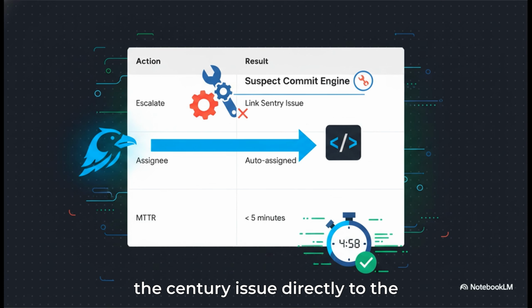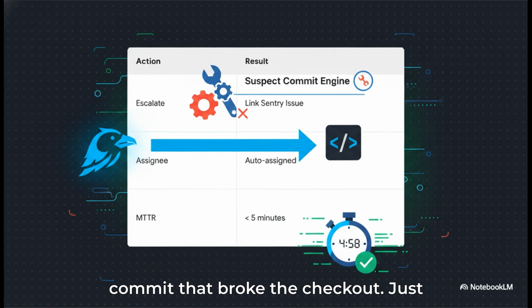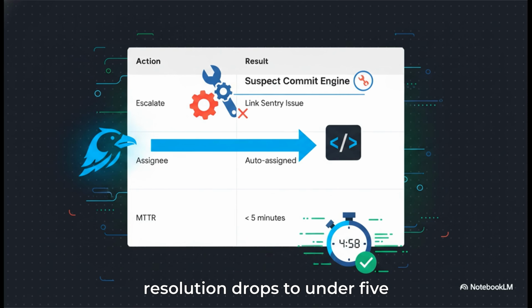We link the Sentry issue directly to the dev team, and because of that suspect commit engine, it's auto-assigned to the author of the commit that broke the checkout. Just like that, our mean time to resolution drops to under 5 minutes. We bypass the usual back and forth entirely.